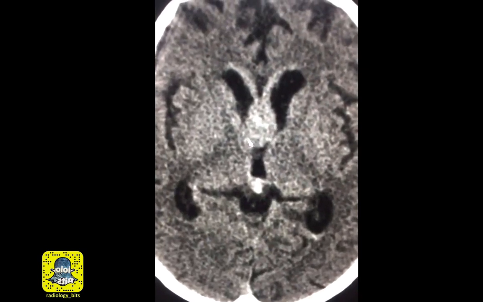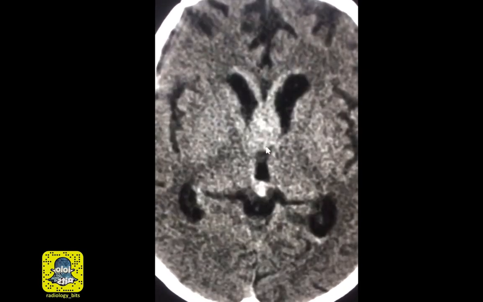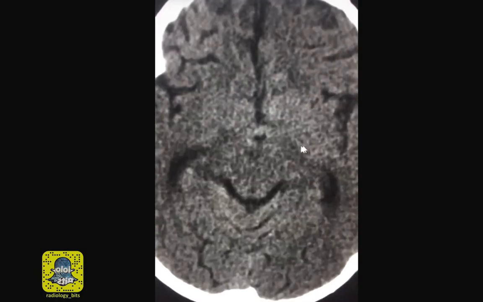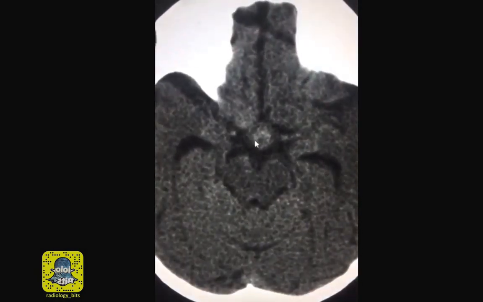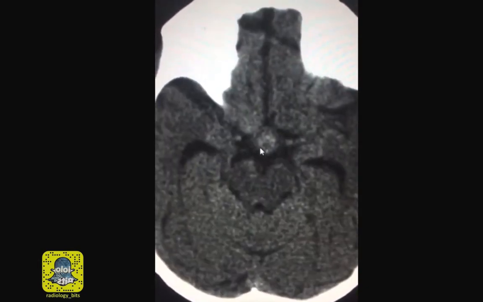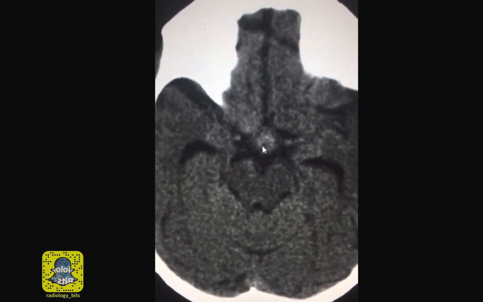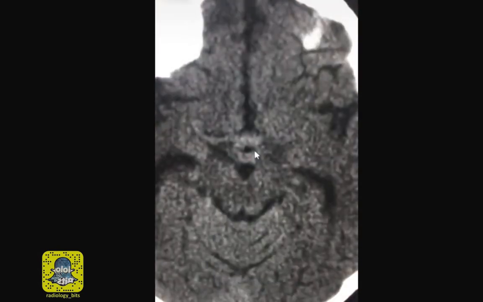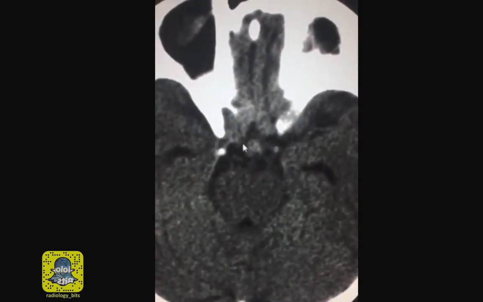This nodular-like thickening extends to involve the third ventricle in this region and goes all the way down to involve the pituitary stalk, or what we call the infundibulum. You'd also wonder if the area below that, which is the optic chiasm, is involved as well.